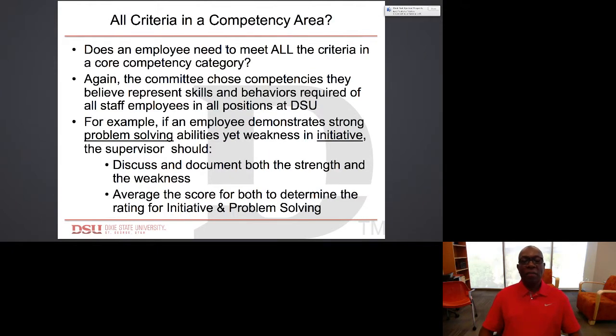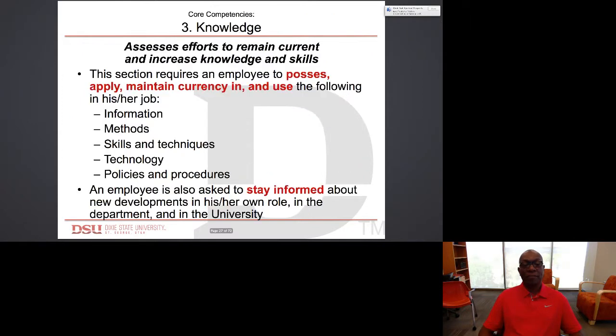All criteria in a competency area? Does an employee need to meet all the criteria in a core competency category? Again, the committee chose competencies they believe represent skills and behaviors required of all staff employees in all positions at DSU. For example, if an employee demonstrates strong problem-solving abilities, yet weakness in initiative, the supervisor should discuss and document both the strength and the weakness, and average the score for both to determine the rating for initiative and problem solving.